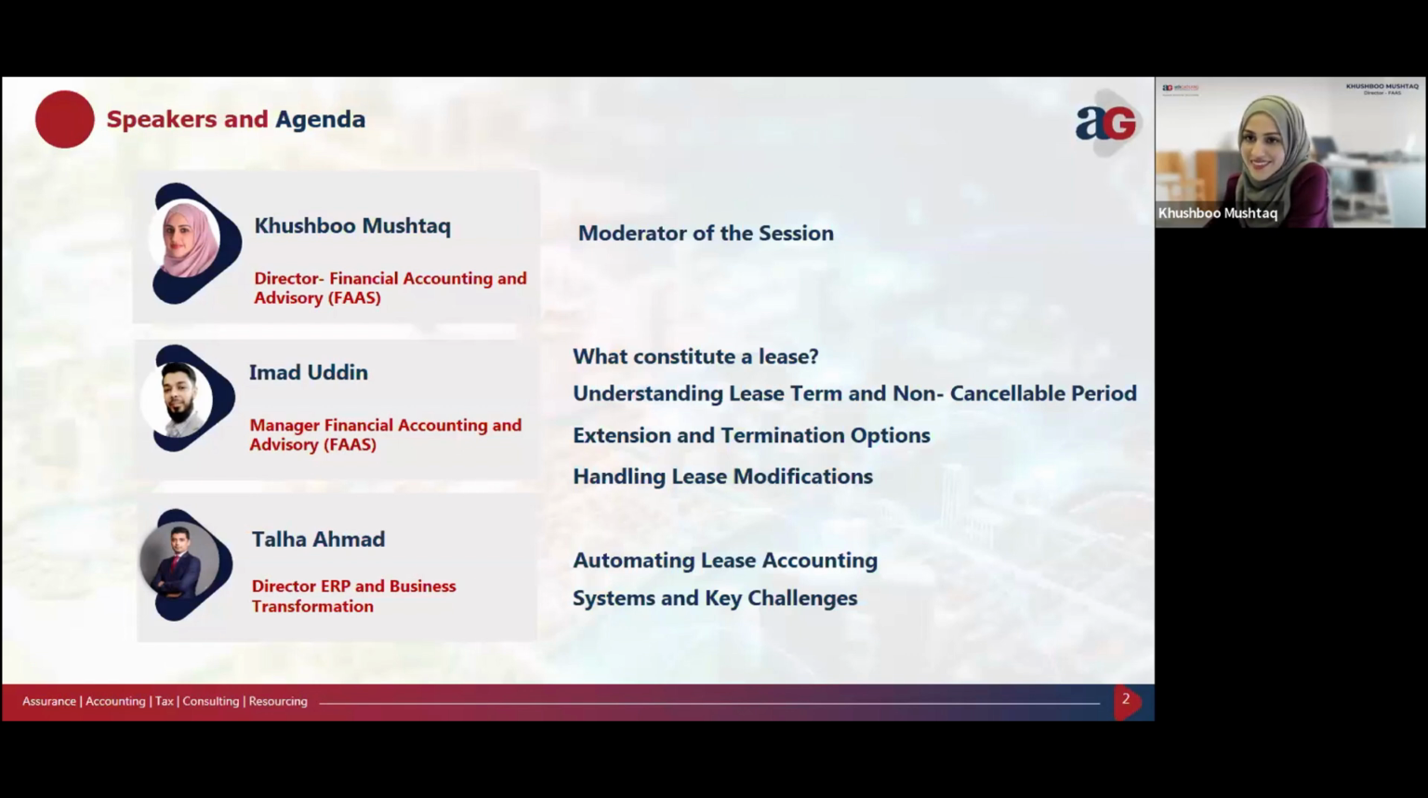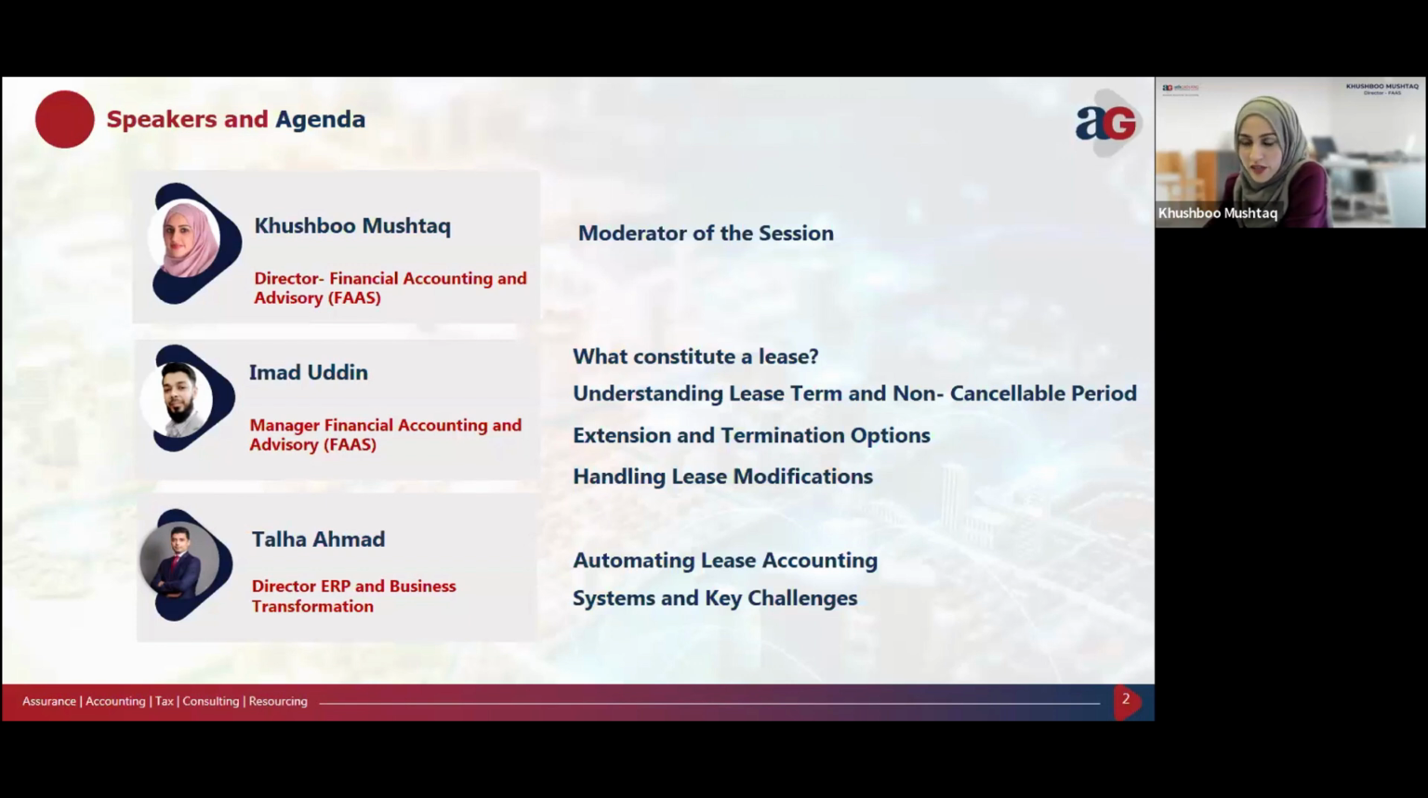He is from Deloitte and we call him a perfect combo who not only understands the accounting part, the accounting technicalities, what IFRS says, but can also translate everything into the system. So Talha will be talking a bit about how we can automate using digital tools for IFRS 16, and he can help you improve efficiency, accuracy, and compliance in lease accounting.